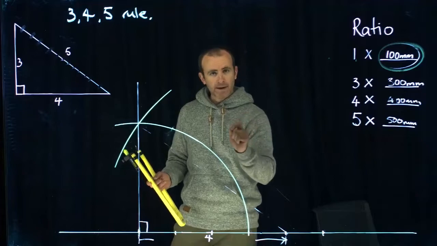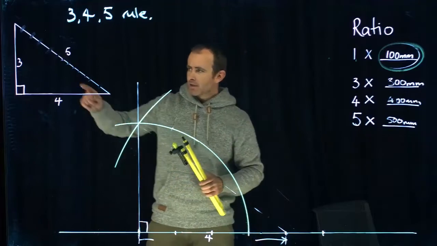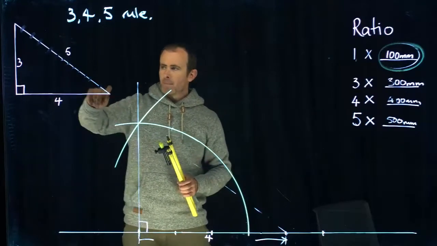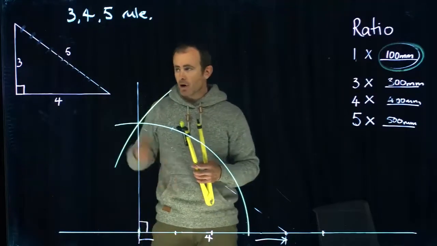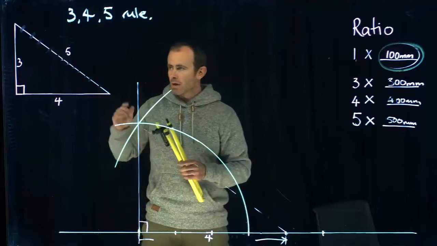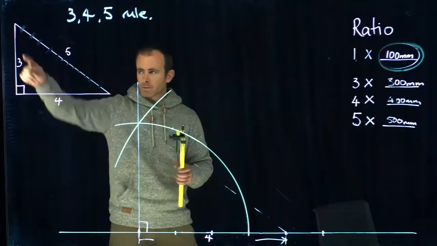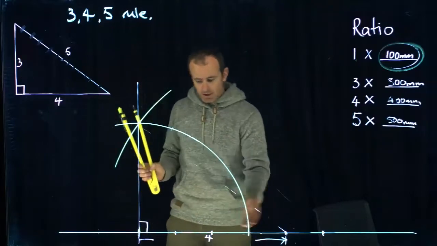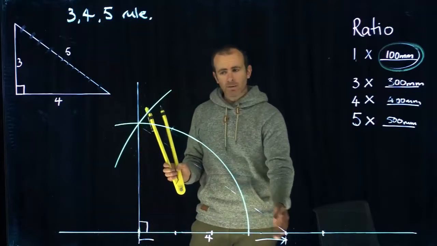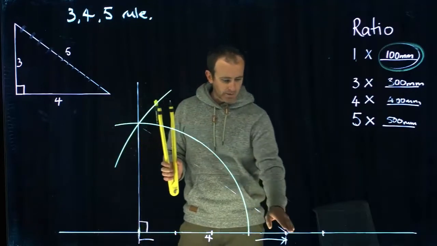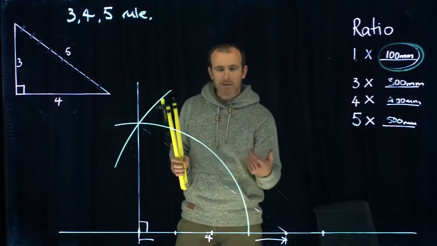Now the important thing to remember is my 2 short sides are my 3 and my 4. Yep, my long side, so in triangles, my hypotenuse is always going to be the 5. The 3 and the 4 you can mix around. Obviously your lengths will change. In this situation, I'm going to use my 4 along the bottom, my 3 along here, and my 5 along here. Now we have to swing an arc.